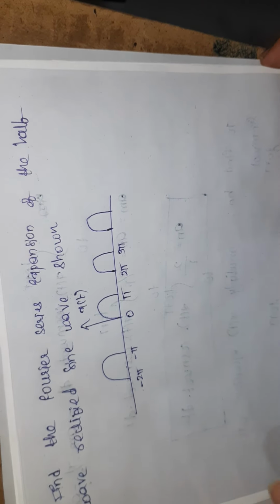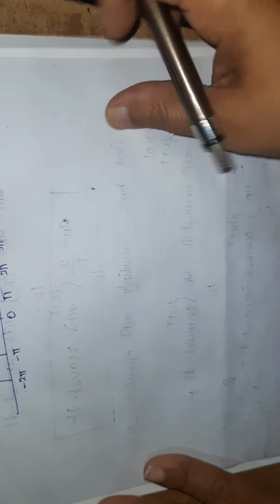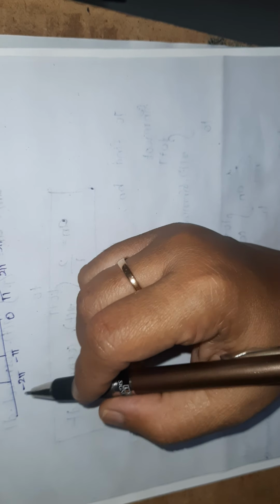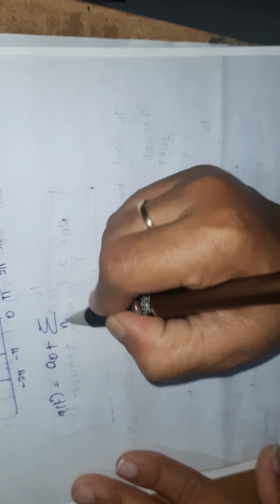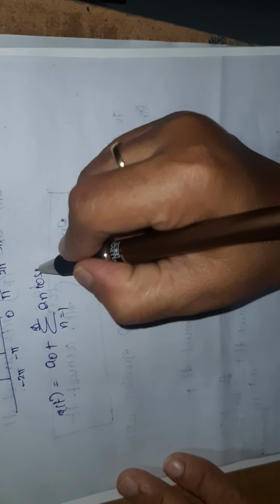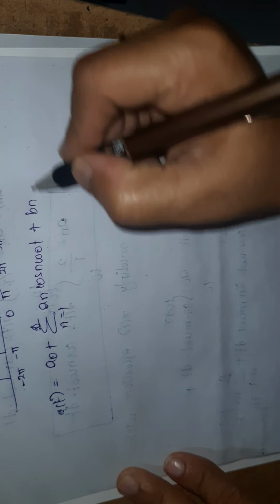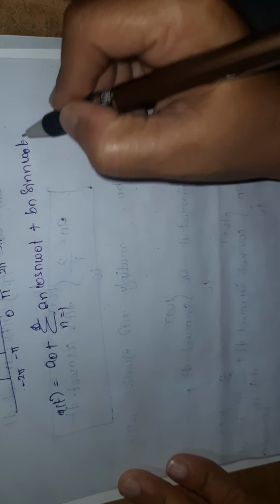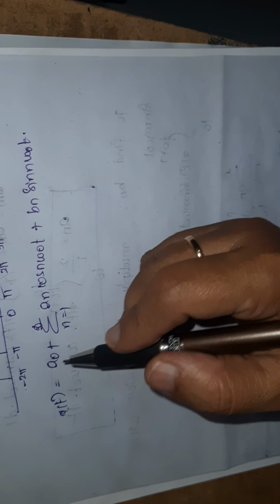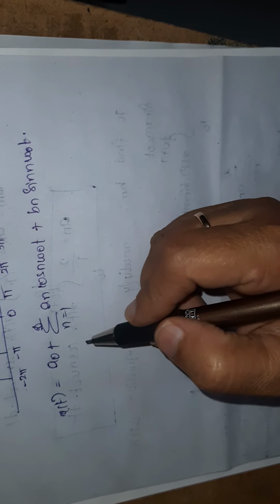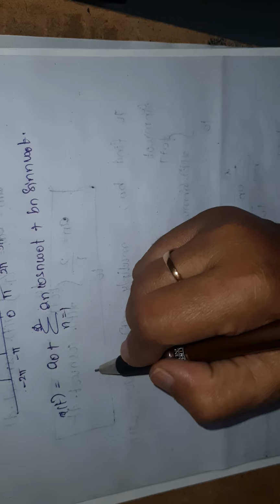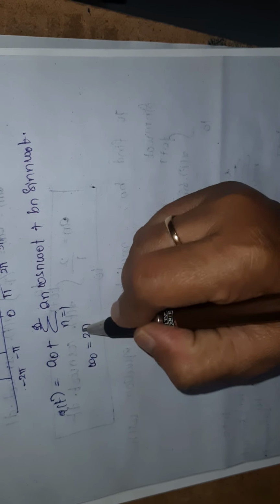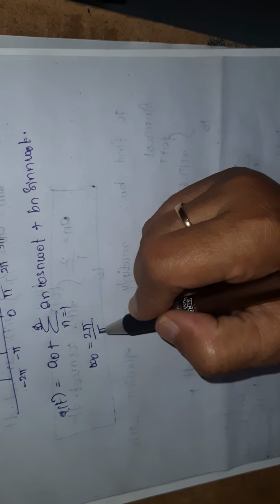So how to find the trigonometric Fourier series? First, we'll write the formula: x of t is equal to a naught plus summation n is equal to 1 to infinity of a n cos n omega naught t plus b n sin n omega naught t. First we have to find the fundamental frequency. Omega naught is equal to 2 pi by T, where T is the fundamental time period.